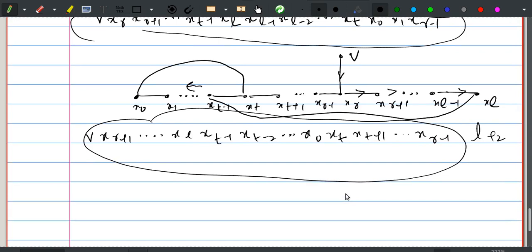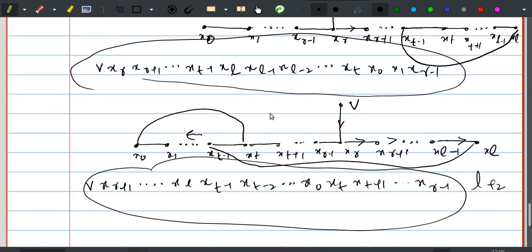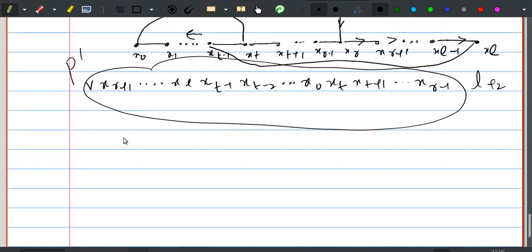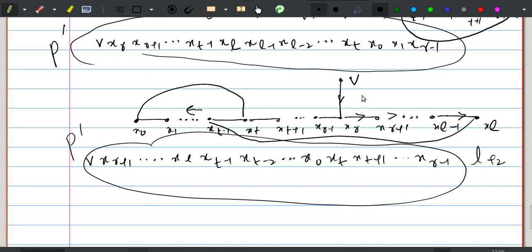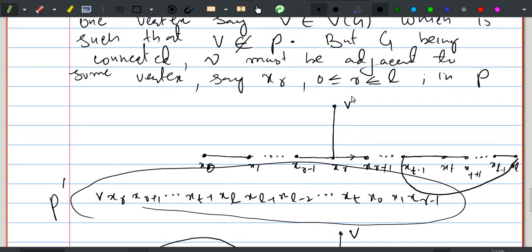So if we denote this path by P prime, for P prime we have two options: either P prime is this or P prime is this. In both cases we end up at a contradiction. So L cannot be less than n minus 1, because when we chose L to be less than n minus 1, for that reason we were able to choose this vertex V. If the length of the path is exactly n minus 1, there would be no choice for this vertex V.